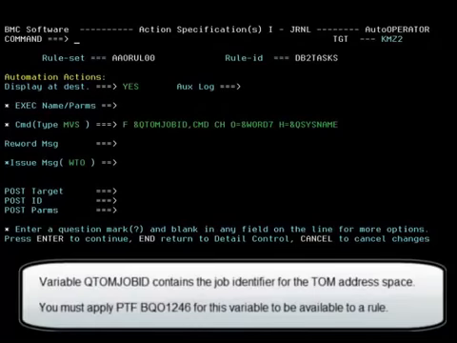The variable QTOM_JOB_ID contains the job identifier for the TOM address space. PTF BQO1246 needs to be applied in order for that variable to be available to a rule.